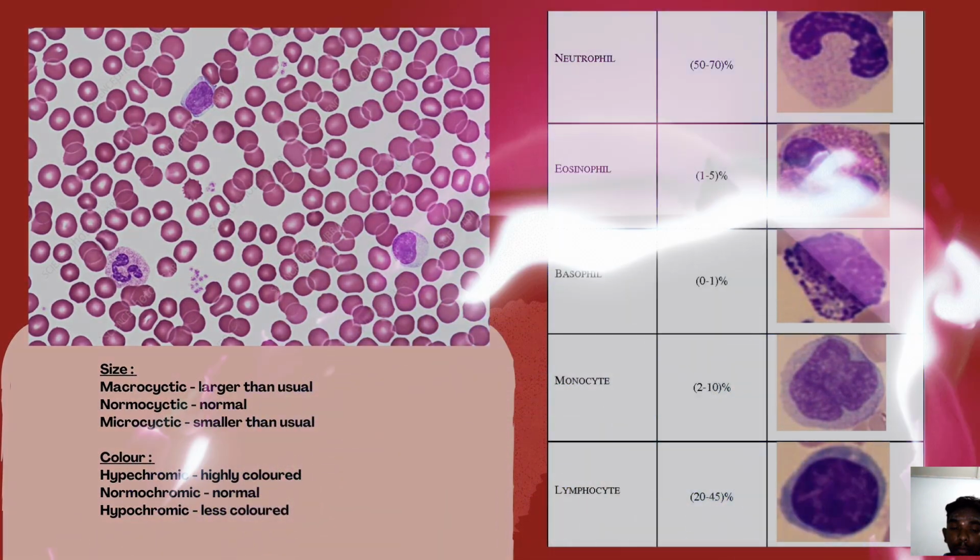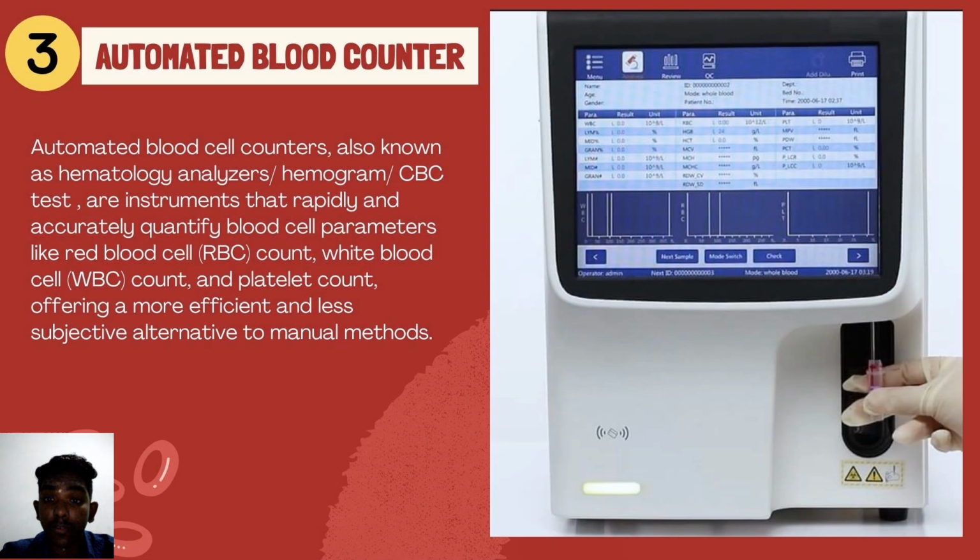Lastly, other than the hemocytometer and peripheral blood smear, we can also use the automated blood counter to count blood cells. The automated blood cell counter, also known as a hematology analyzer, hemogram or CBC test, is an instrument that rapidly and accurately quantifies blood cell parameters like RBC, WBC and platelets. This automated blood counter offers a more efficient and less subjective alternative to manual methods like the hemocytometer and also the peripheral blood smear, and it is a very less time-consuming method for blood cell counting.